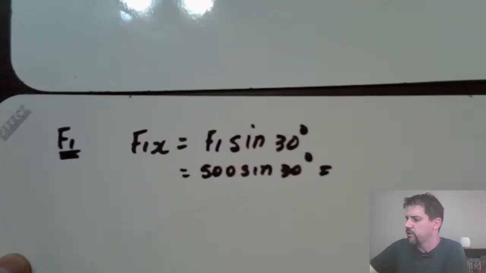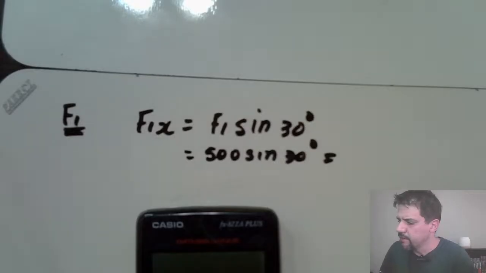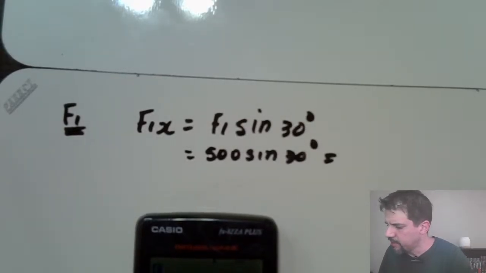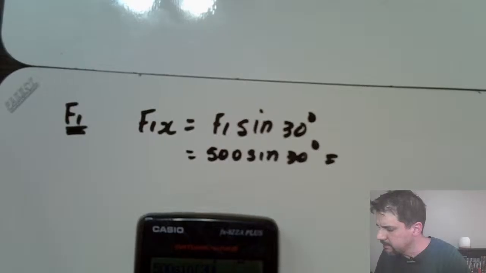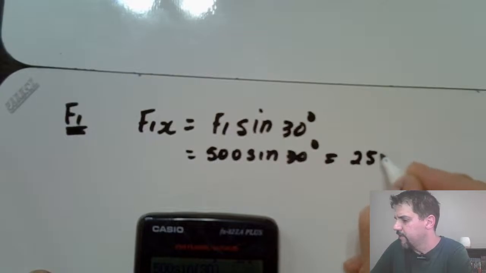You can also do calculations. I'll give you a chance to ask questions at the end, but let's quickly do the calculation. It is 500 sine of 30 degrees. This is 250 Newton. So we get 250 Newton.